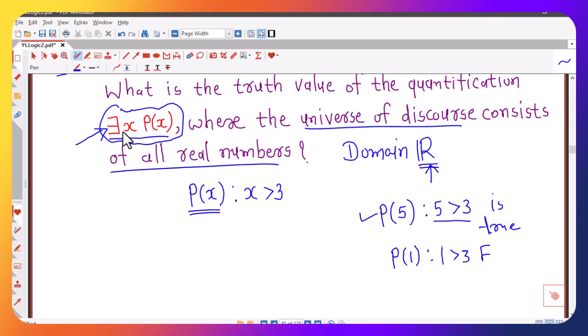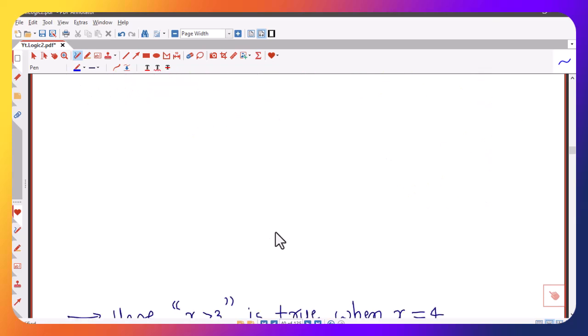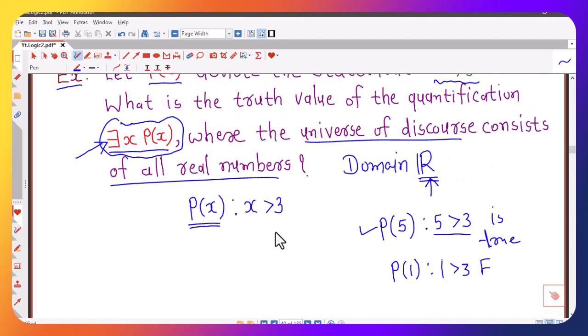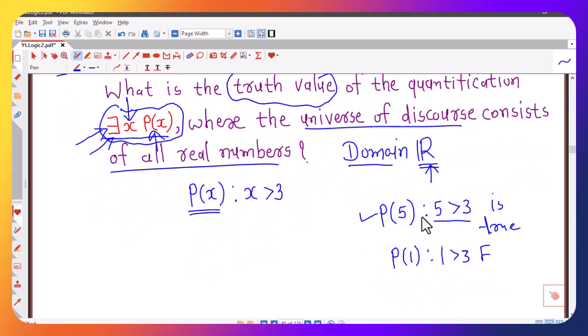Therefore, this existential quantification is true. Similarly, you can write for another value of x also, but whenever they ask you to decide the truth value of the quantification or existential quantification, you have to find out at least one value of x for which the given statement function is true. So here if we wish, we can consider x equal to 4 also.